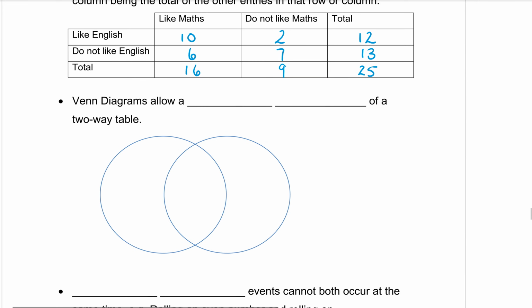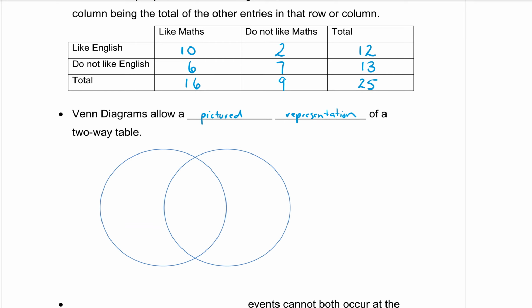So Venn diagrams allow a pictured representation of a two-way table. If I take that same data, each of these circles is going to represent one of the subjects. So this first circle is going to be for maths, and the second circle is going to be for English. Now, this overlapping section of the two circles is how many people liked both maths and English, and there were 10 people who liked maths and English.